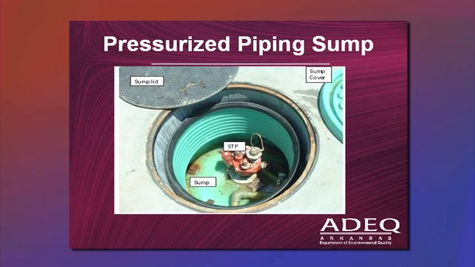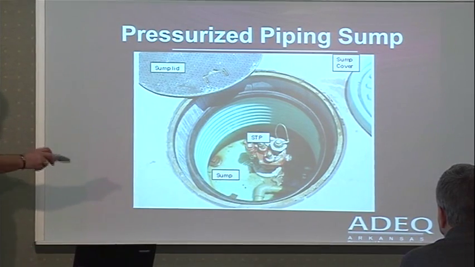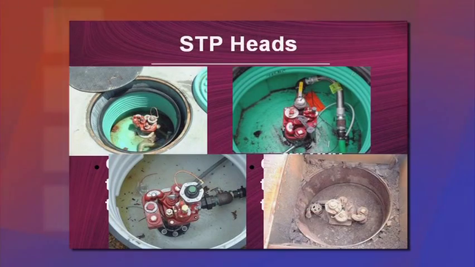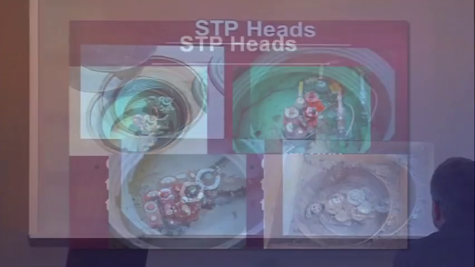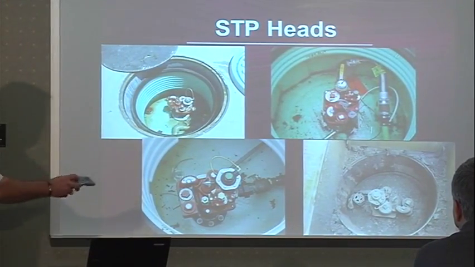This is what it looks like when you're looking down on top of your tank. Submersible turbine pump head. Pressurized piping, pushing product to the dispenser. More submersible turbine pump heads sitting directly up above the tank. See each one of them here. Pressurized pipe.